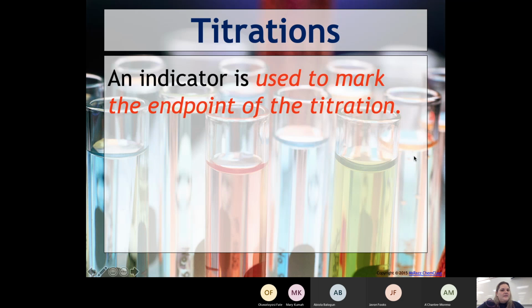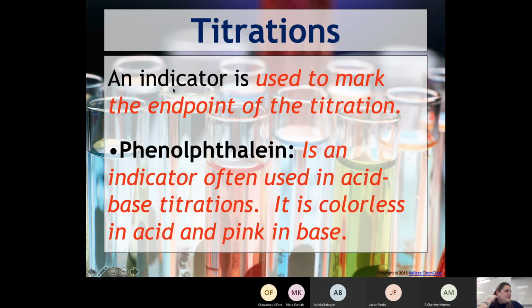How do we know that it's reached the end point? Well, we use a visual indicator so we can visually see. An indicator is typically something that is going to change color, so our eye can see that a change has happened. The most common indicator for acid and base titrations is called phenolphthalein. It's this really long word. This is how it's spelled.